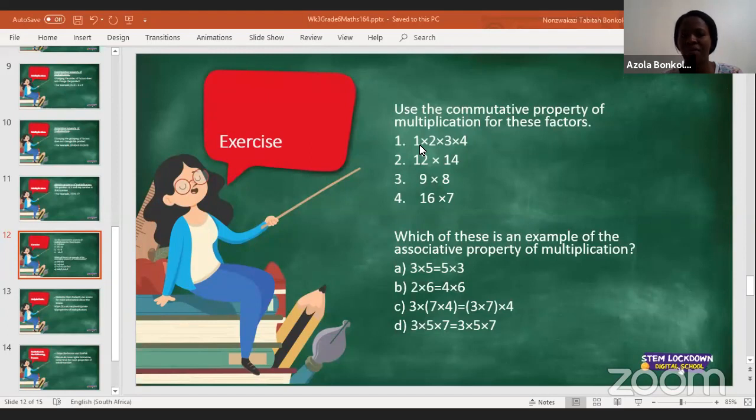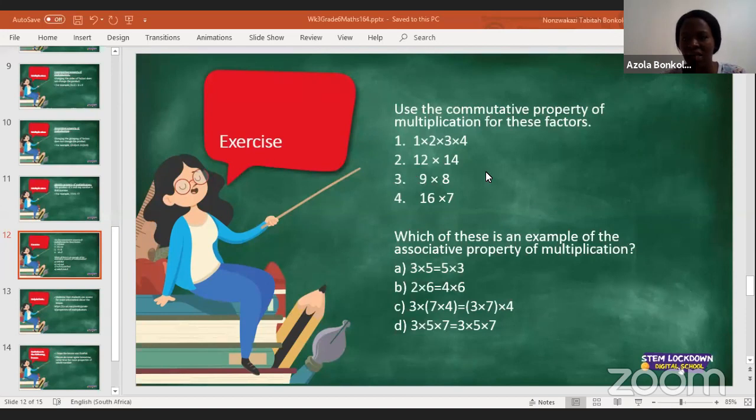Okay, we have factors 1, 2, 3, and 4 on our left hand side, and on the right hand side we'll start with 4, 3, 2, and then 1. However, the answer is the same. And as Tepang has said, the answer is 24. He's correct. The answer is 24. However, we move the numbers with commutative property. We are not grouping. That's what we must remember. Okay. And then the second one says 12 multiplied by 14.